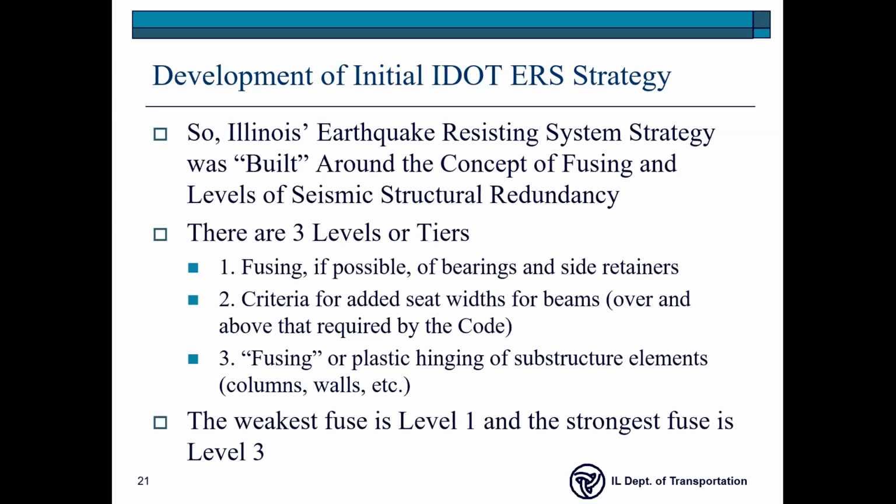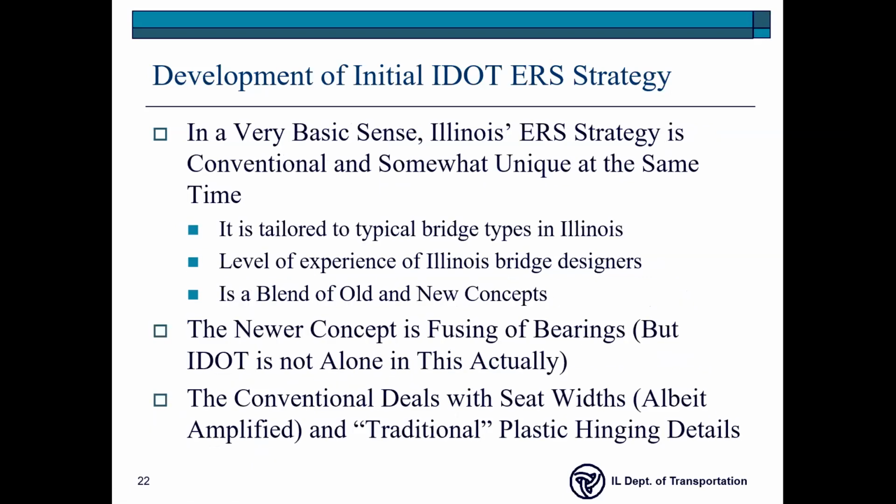And then we also used the traditional 3rd level, which would be a fusing, if you want to call it that, which is plastic hinging of our substructure elements, which is columns and walls, etc. And that's very classic earthquake engineering. So we kind of have 3 levels of what I would call redundancy, which is a great thing. Okay, and so the weakest fuse is level 1. That's where we want it to break, and the strongest is level 3, where if that doesn't happen, that's a good thing. But if we need that seismic capacity, we have it.